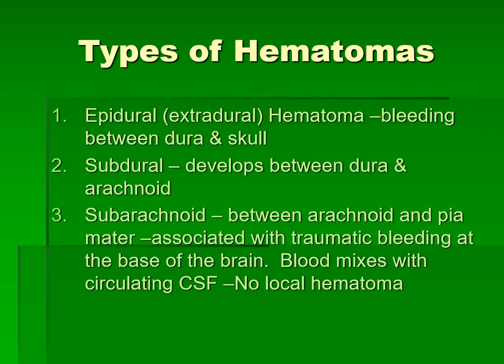And also remember, this is where your cerebral spinal fluid is circulating, so it's associated with traumatic bleeding at the base of the brain. Blood mixes with the circulating cerebral spinal fluid, and so there's no local hematoma, but you do have a lot of spilling off into the cerebral spinal fluid that can be picked up in the spinal.